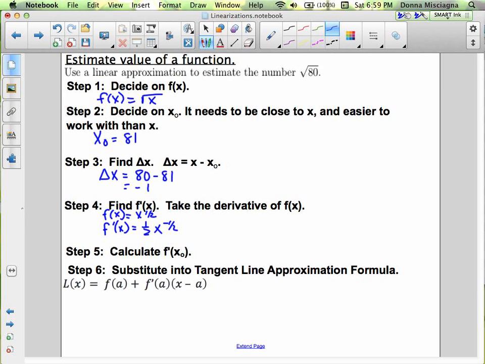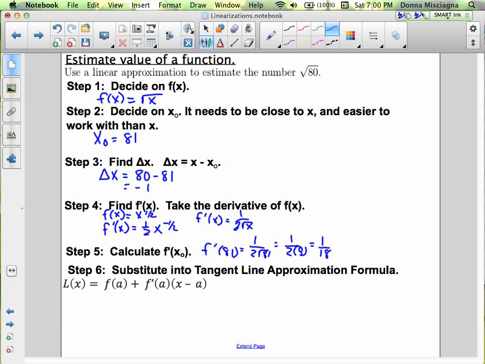And then let's simplify that. So f prime of x equals 1 over 2 square roots of x. Right, power rule, we just reduce the exponent by 1. Calculate f prime of x naught. Right, so f prime of x naught, where x naught is 81, would be 1 over 2 square roots of 81. That's just going to be 1 over 2 times 9, or 1/18.